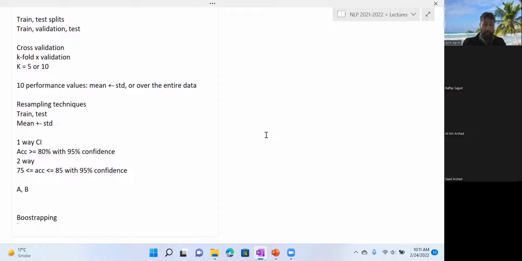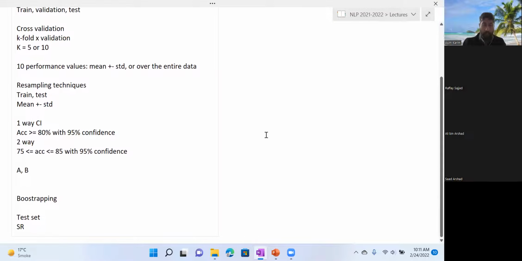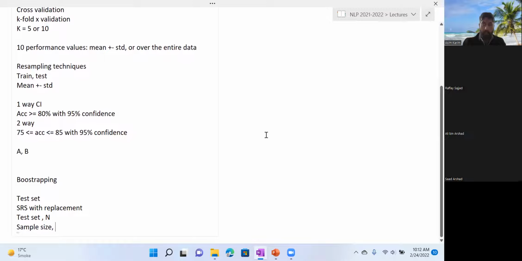So bootstrapping essentially resamples the test set only. You just have one trained model. So let's say you have a test set. You basically do simple random sampling with replacement, of the same size as the test set, and you do this hundreds of times. So let's say the test set size is n. Your sample size would also be n, but of course, it is sampled with replacement.